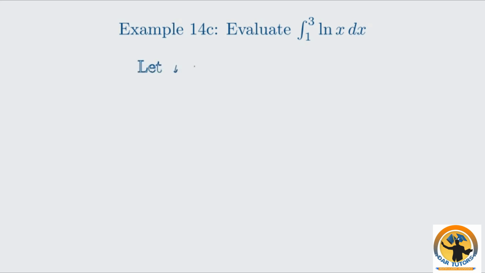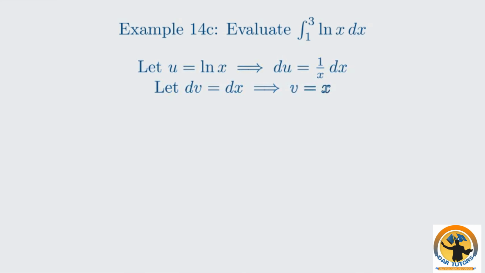Integration by parts can also be used to integrate functions that don't appear to be products, like the natural logarithm. Let's evaluate the integral from 1 to 3 of ln x dx. We can think of this as the product of ln x and 1. Using LIATE, L for logarithmic comes first, so we choose u equals ln x. Let u equal ln x and dv equal dx. Then du is 1 over x dx, and v is the integral of dx, which is x.